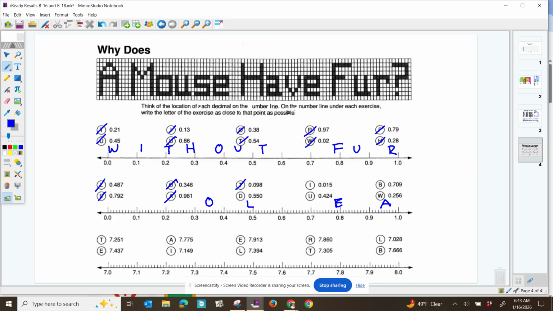0.098. Oh, we're going to 4 decimal places. Oh, no, that's still 3. It's going to be way over here. 0.55 is going to be a D. I is still really low, 0.15. 0.424 is like a U. 0.70, I've got a B right in here. And 0.256 is a W.